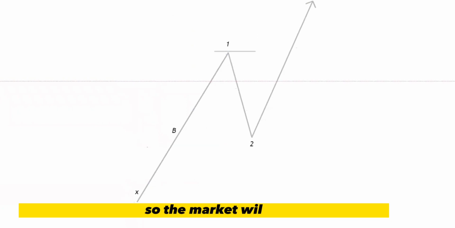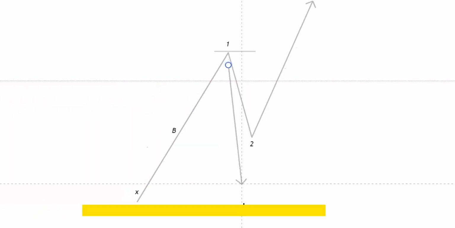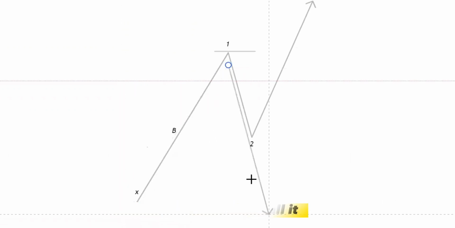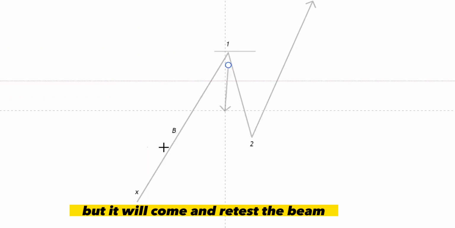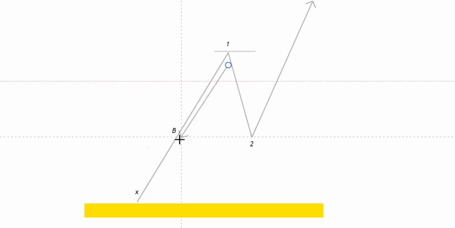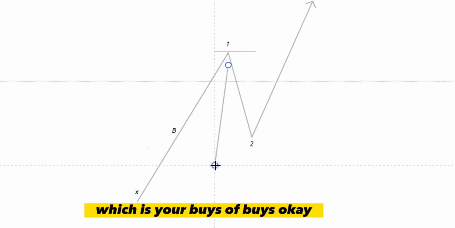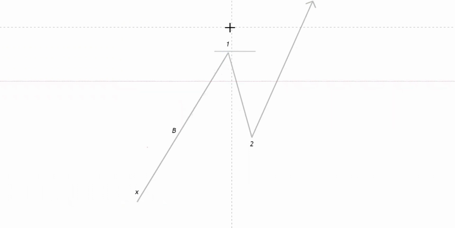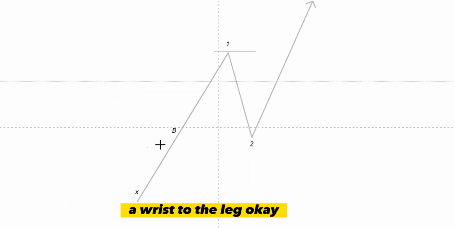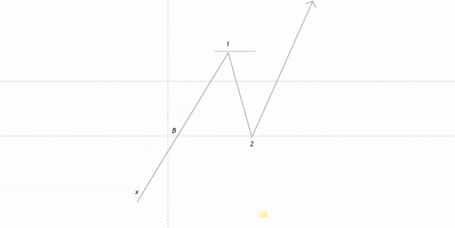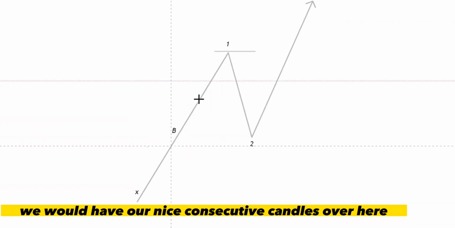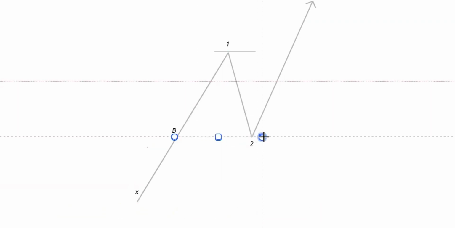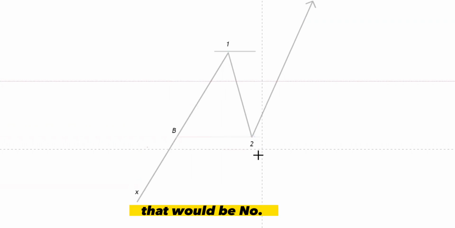So the market will not just come all the way down to the order block, whatever you want to call it, but it will come and retest the B, which is your buys of buys. So you just want to see your nice leg to the upside and a retest to the leg. Normally here we would have our nice consecutive candles, and that will be our nice box. That would be number 2.